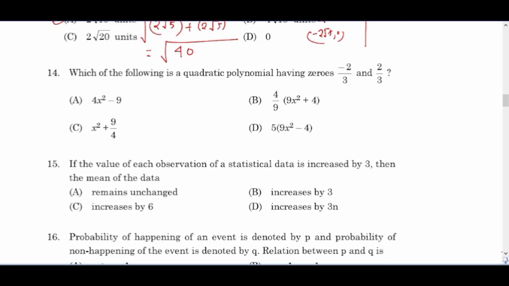Which of the following is a quadratic polynomial having zeros minus 2/3 and plus 2/3?